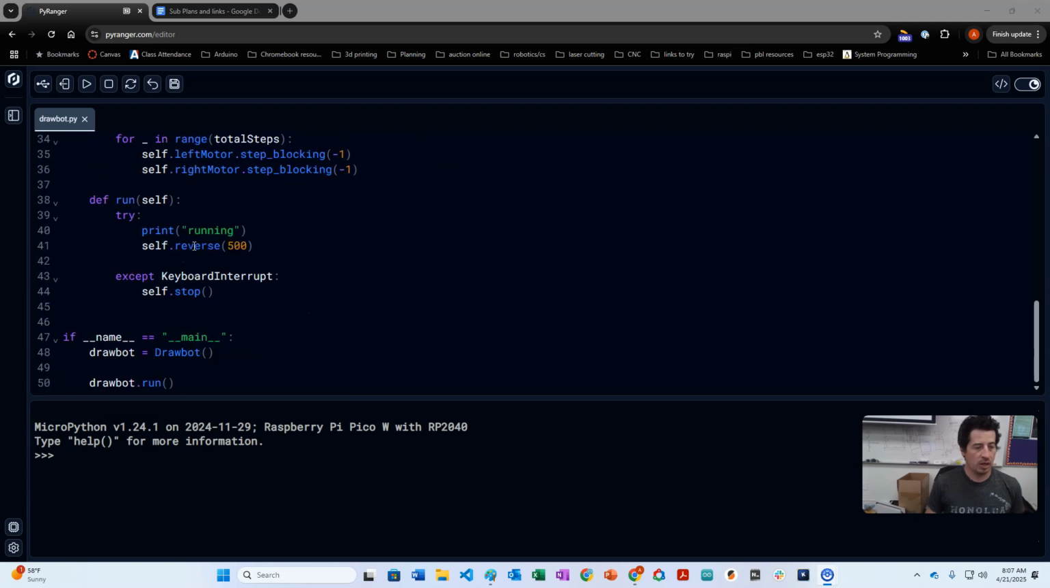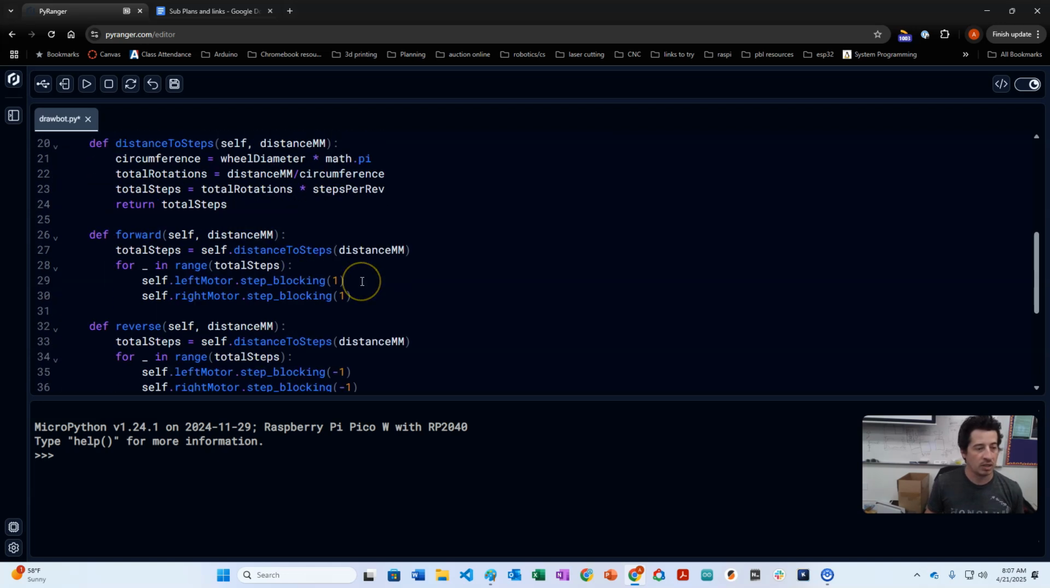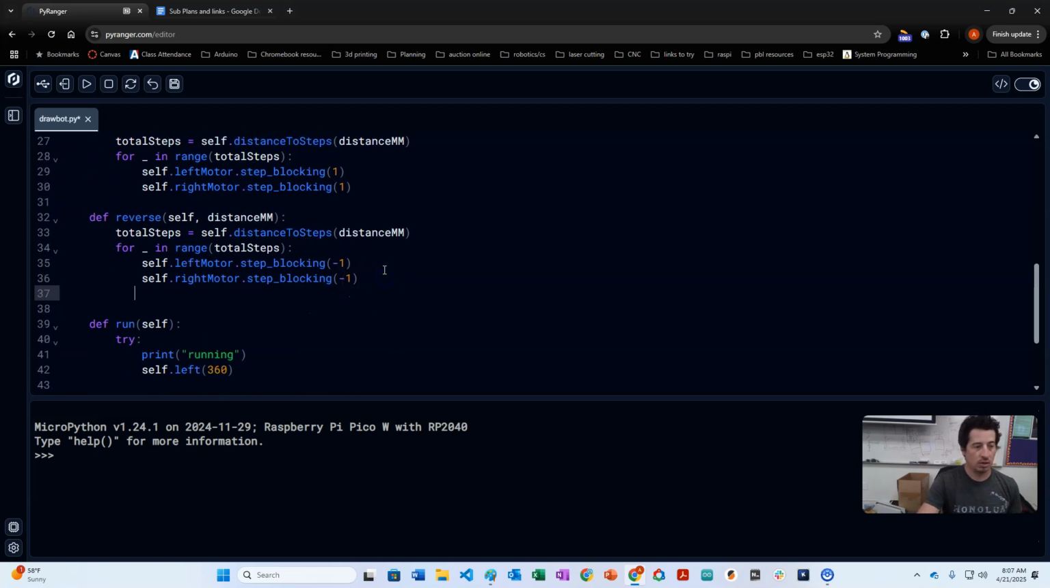Okay, so what we're going to do today is make a new function for our drawbot that can make it do a turn. We're going to have a left function and a right function where we pass in the angle. 360 degrees, for example, would be a complete circle. So in order to do this, we need to actually write that function.